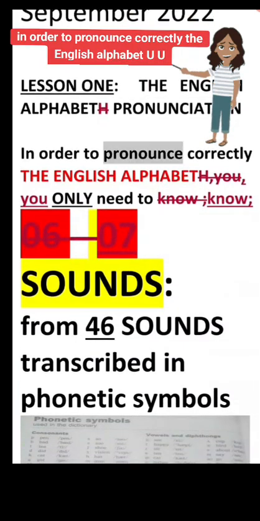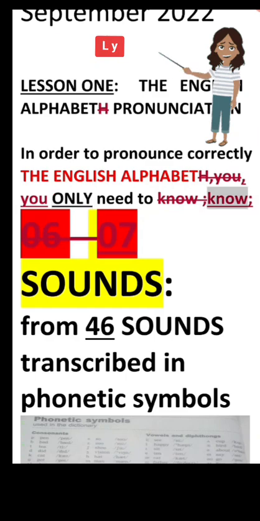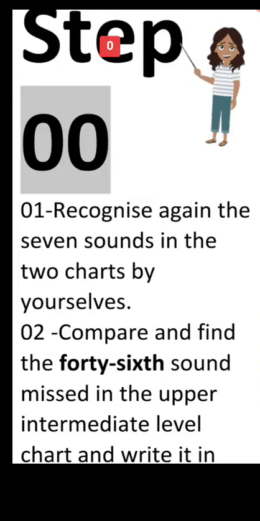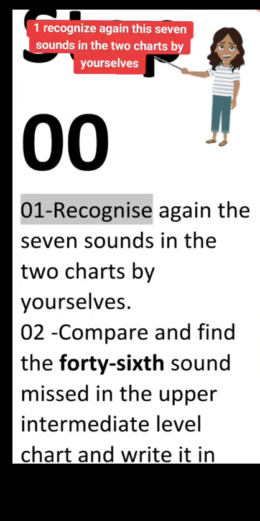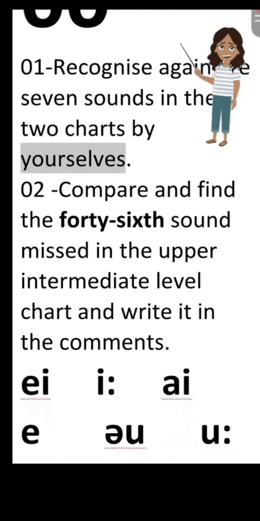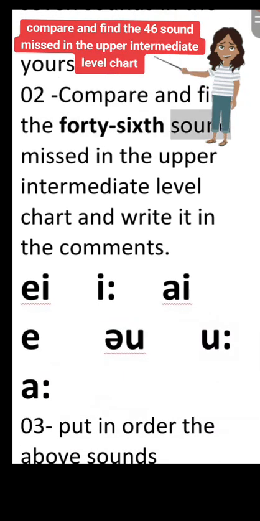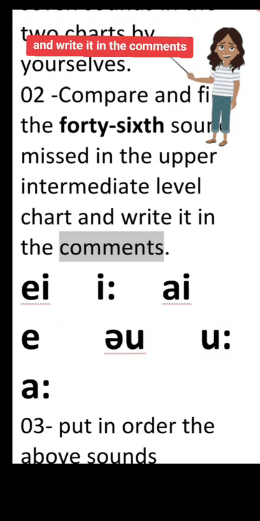In order to pronounce correctly the English alphabet, you only need to know 47 sounds. Step 1. Recognize again the 47 sounds in the 2 charts by yourselves. 2. Compare and find the 46th sound missed in the upper intermediate level chart and write it in the comments.